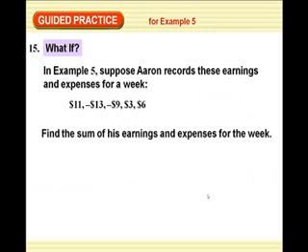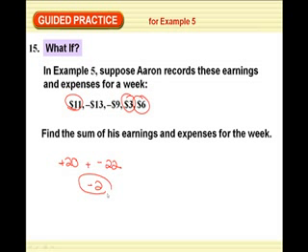Okay? So in example 5, suppose Aaron records these earnings and expenses for a week. Find the sum in the earnings. So let's add the positives first. So 11 and 3 and 6, that's 9 plus 11 is 20. So positive 20. And -13 and -9 is -22. So after that week, Aaron is in the hole $2. He owes somebody $2. All right?